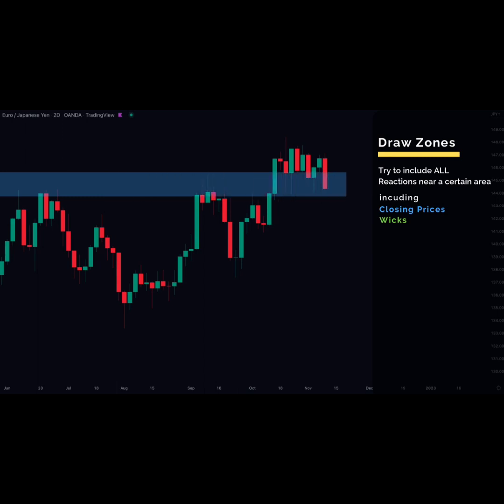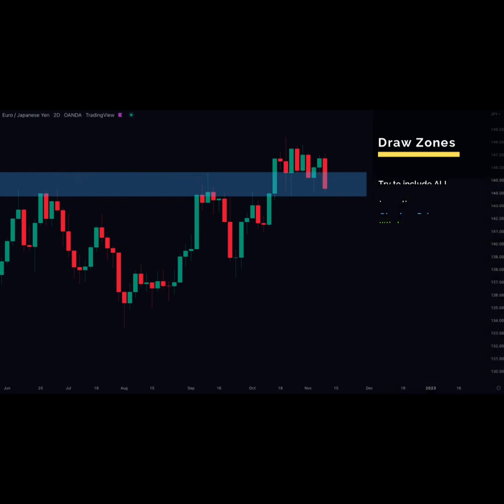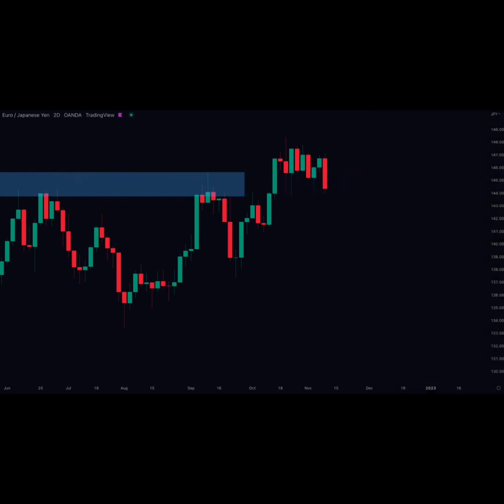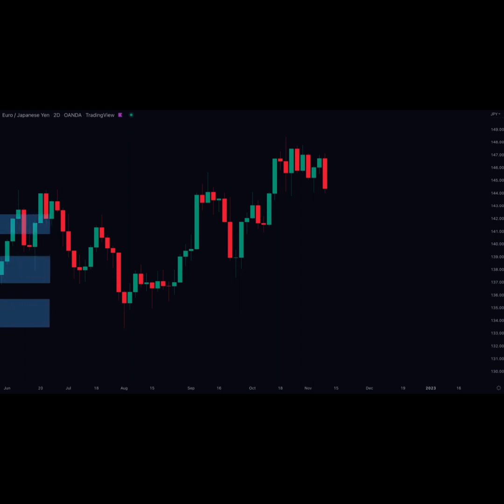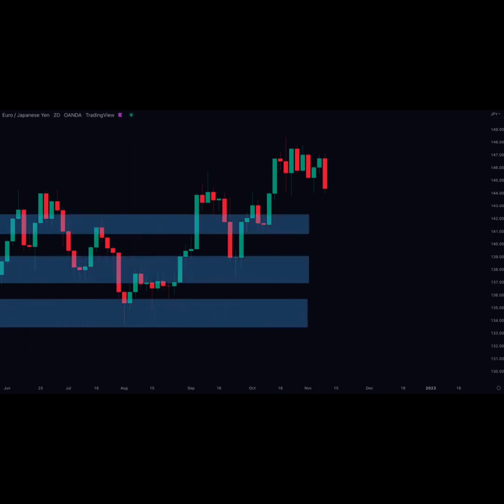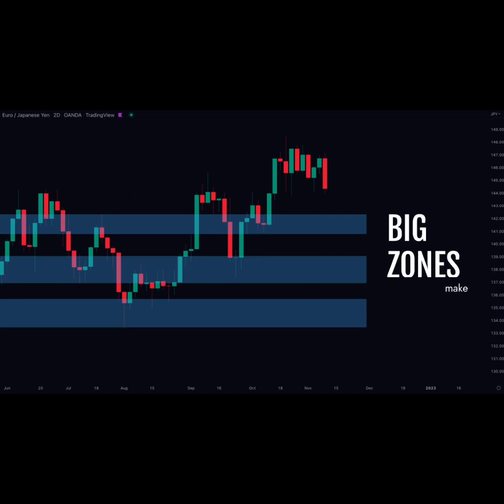For the second zone, we try to cover the highest and the lowest closing price in that area and also all the wicks near them. Now, let's draw all the remaining levels at the same time to show you something. By defining only 3 zones, you can already see that there isn't much space between them, which will make our trading decisions difficult. That's why I prefer lines.